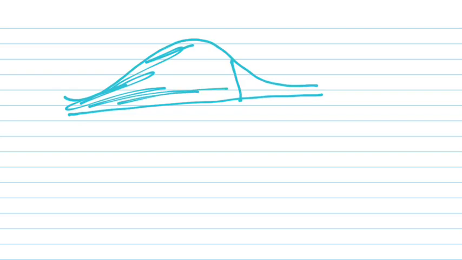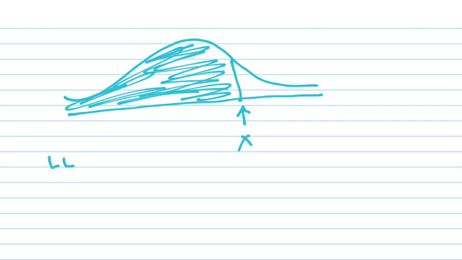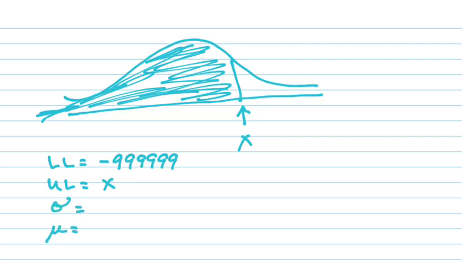Here's another one. Got your curve, got a line, and I've got some shading. This is my x. So what is my lower limit? This time, the lower limit goes forever over, and the closest we can get to that is negative 9 nines, 6 nines, I'm sorry. What is my upper limit? Whatever my x value is. Good. And then what other two pieces of information do I have to have? Standard deviation and the mean.